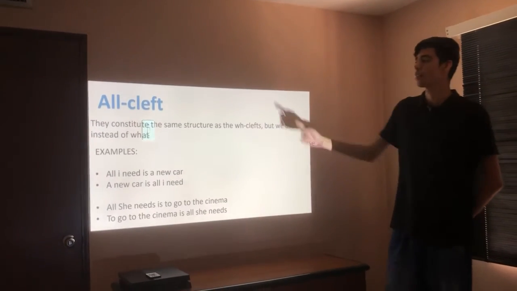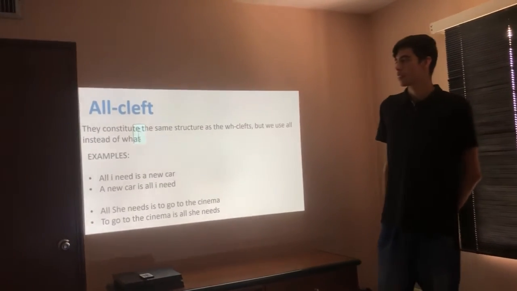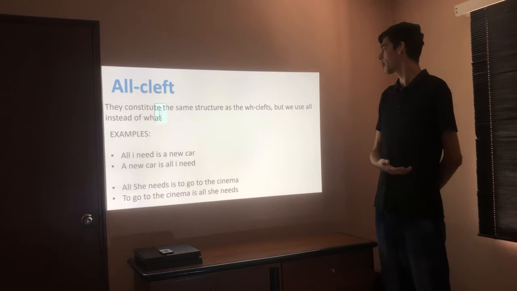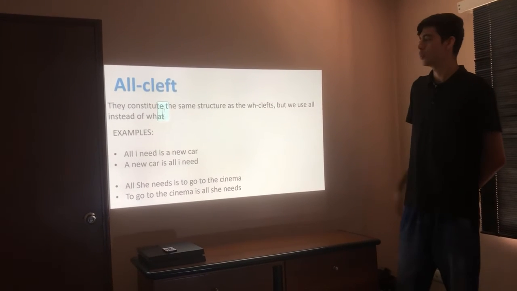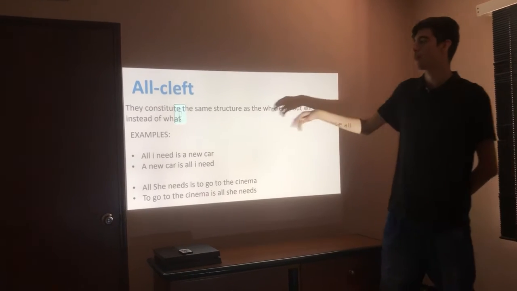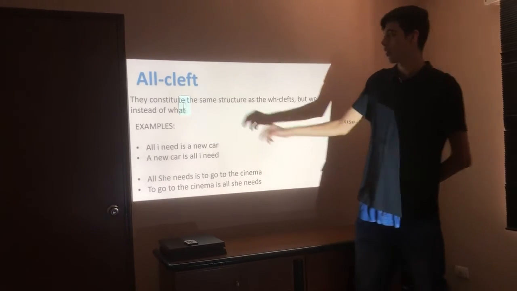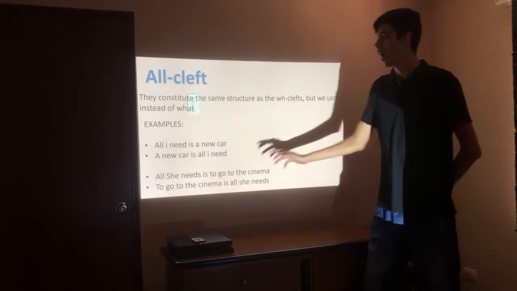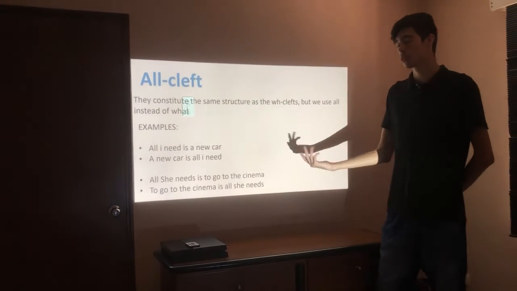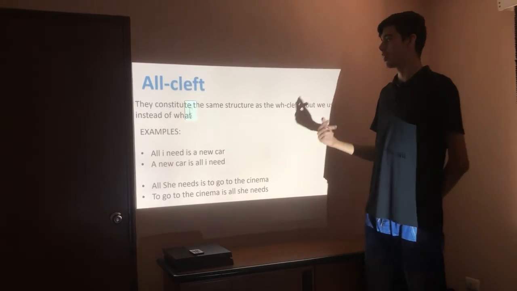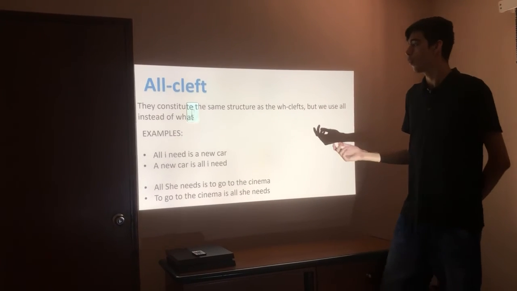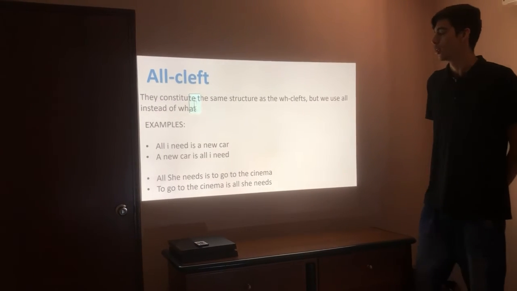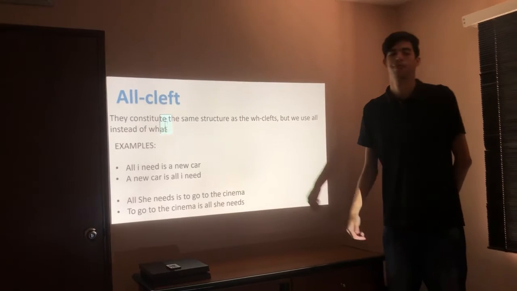So then we have the all-cleft sentence. This type of sentence has the same structure as the WH-cleft, as I explained, but we use the word all instead of what. For example, as you can see, at the beginning we have all. All I need is a new car. A new car is all I need. It's the same structure, but the difference is that instead of using a WH word, we use the word all. All she needs is to go to the cinema. To go to the cinema is all she needs.